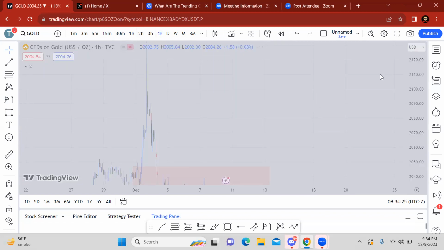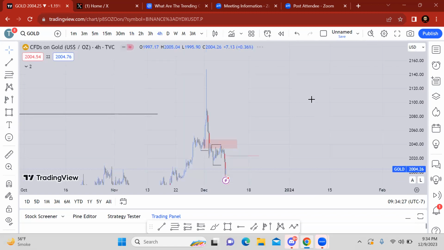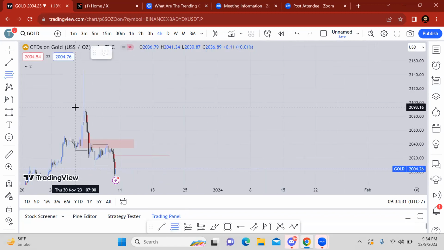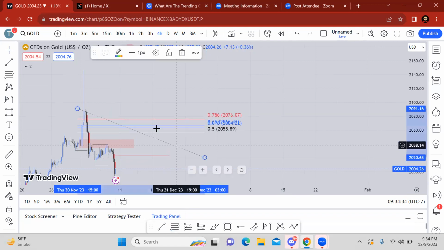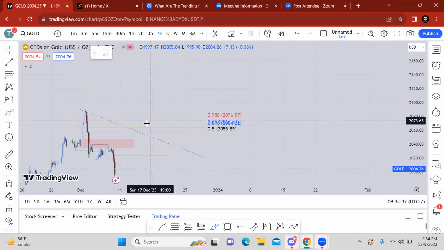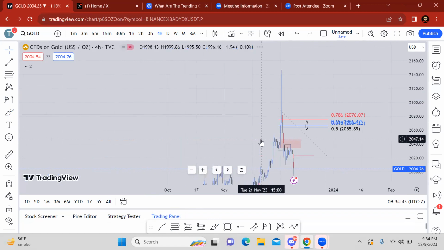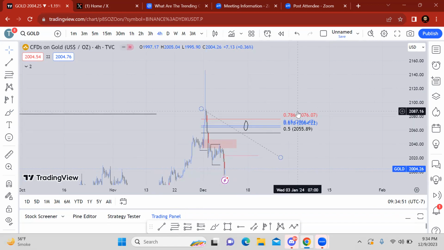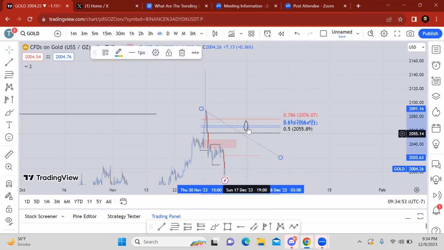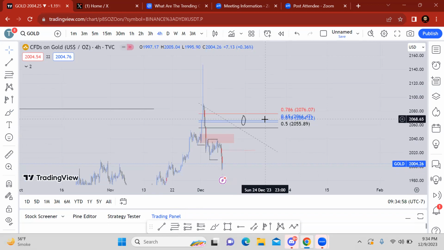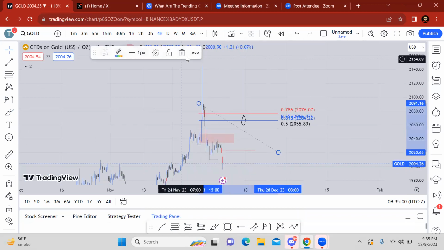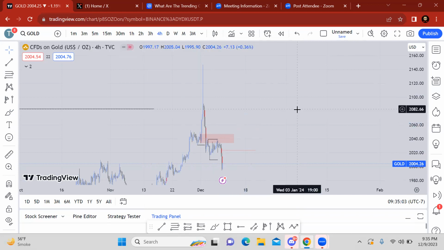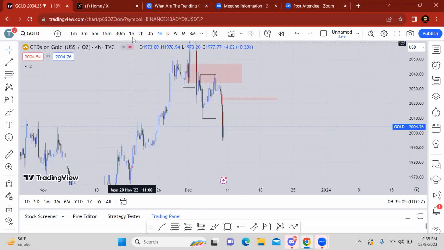I will again go to H4. This impulse move didn't test its golden pocket, but we are watching it at the top and marking the top of gold, so it might not get filled here. So this is a zone to watch for shorts, but for now I will remove this one. Don't get complicated. First focus on this one.